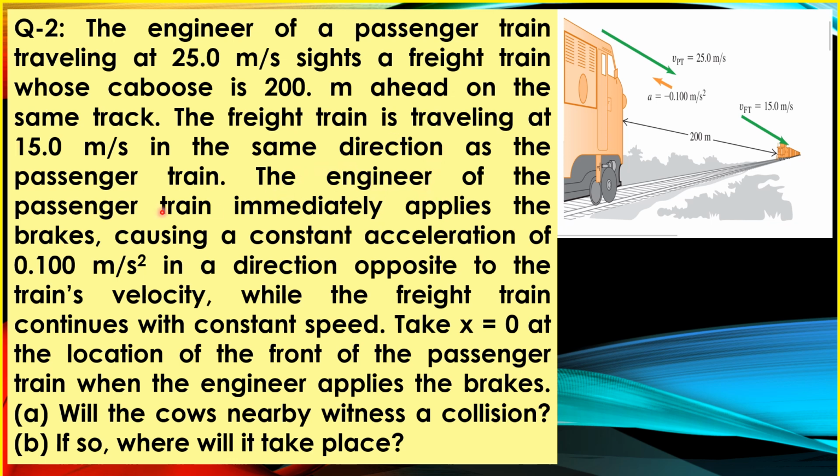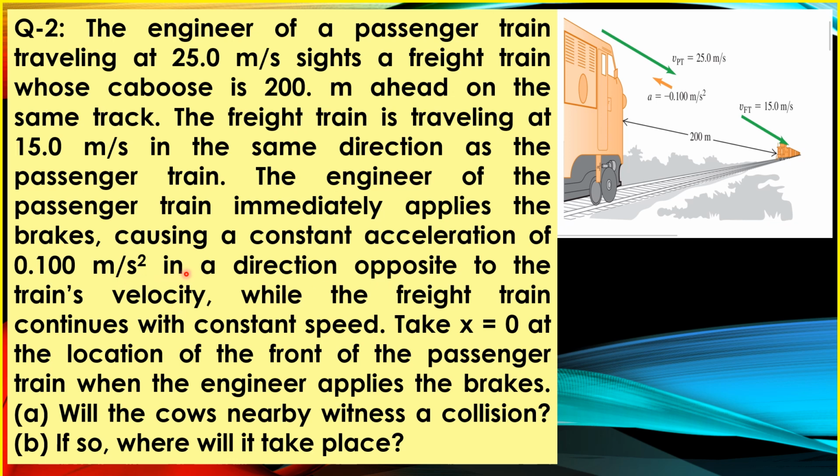So the engineer of the passenger train immediately applies the brakes, right? At that instant, when he sees the freight train 200 meters ahead of him, he applies the brakes, causing a constant acceleration for the passenger train, and this acceleration is equal to 0.100 meter per second squared in a direction opposite to the train's velocity.